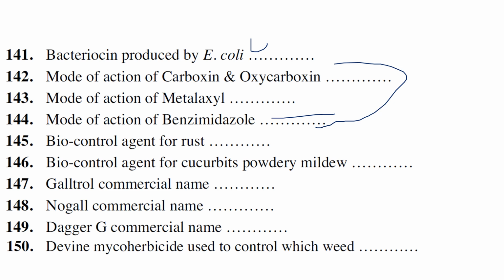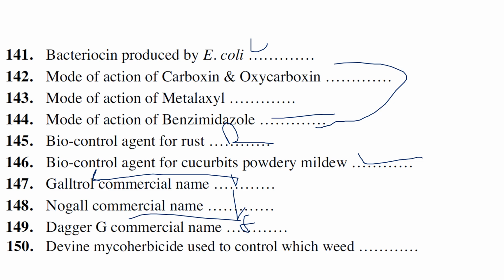Anyway, on the next slide I may mention a couple of important fungicides along with their modes of action. We'll see there. The best biocontrol agent for rust is Darluca filum. Biocontrol agent for cucurbit powdery mildew: Tilletiopsis, generally recommended for cucurbit powdery mildew. Galltrol is a trade name; Nogall is also a trade name. Agrobacterium radiobacter K84 strain is generally sold under the trade name Galltrol. Nogall is Agrobacterium K1026. Pseudomonas fluorescens has the trade name Dagger G.